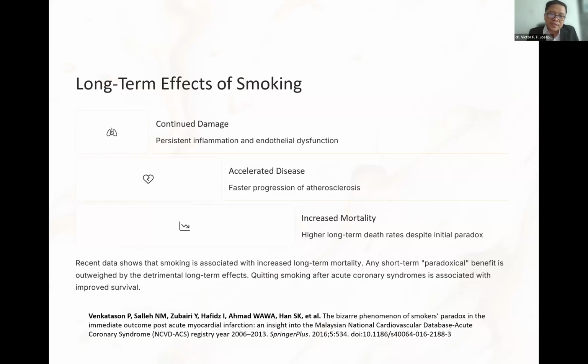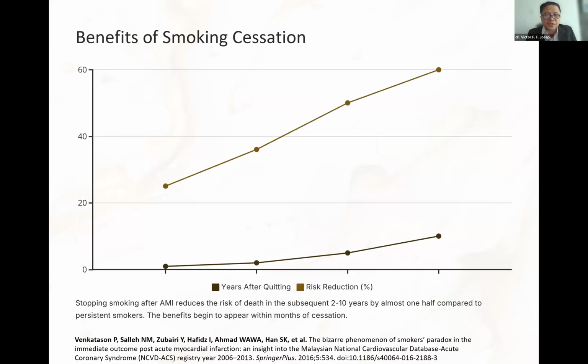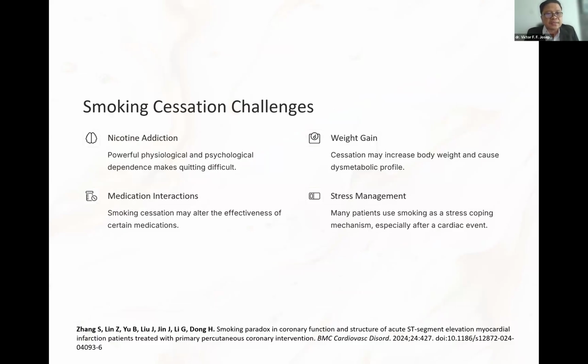I should emphasize that quitting smoking after acute coronary syndrome is associated with improved survival. This is the benefit of smoking cessation: in the subsequent 2 to 10 years, mortality is almost halved compared to persistent smokers. The benefits begin to appear within months of cessation. Nicotine addiction is a problem, whereas powerful physiological and psychological dependence makes quitting difficult. From our patients, we usually hear that their weight increases when they stop smoking. Smoking cessation may alter the effectiveness of certain medications, and many patients use smoking as a stress coping mechanism, especially after a cardiac event. So when they are stressed, they smoke.